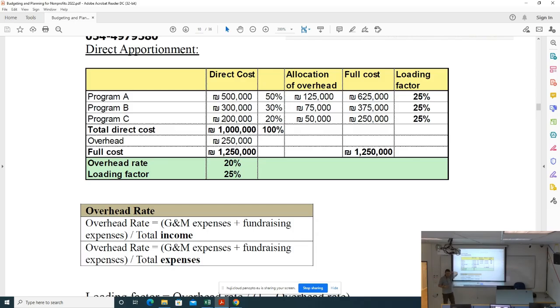Marwa, I'm asking very minor questions. It's about the overhead. Overhead is supposed to be the cost of the management, general and management. So why is it not the overhead? No, I just asked what the overhead expenses are.